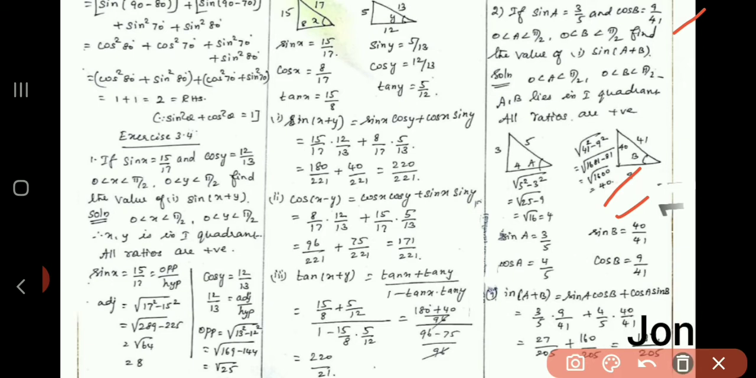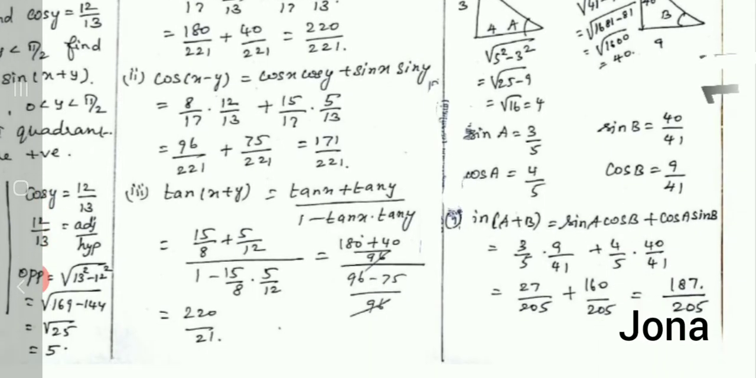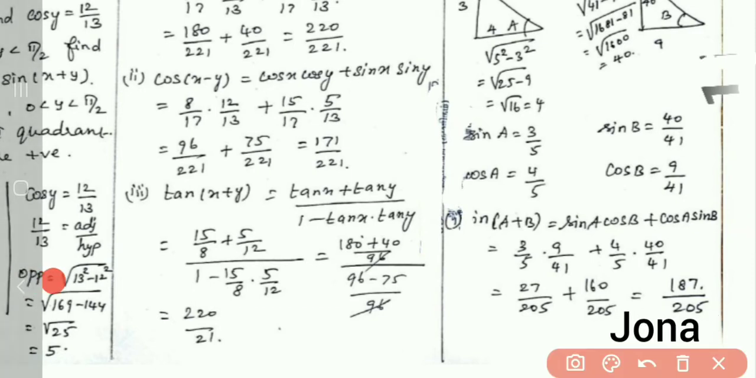Here I want to find the value of sin of A plus B. The formula for sin of A plus B is sin A cos B plus cos A sin B. Therefore, I got the values of sin A and cos B as 3 by 5 and 9 by 41, plus cos A is 4 by 5 and sin B is 40 by 41. Simplify everything, you will get 187 by 205.